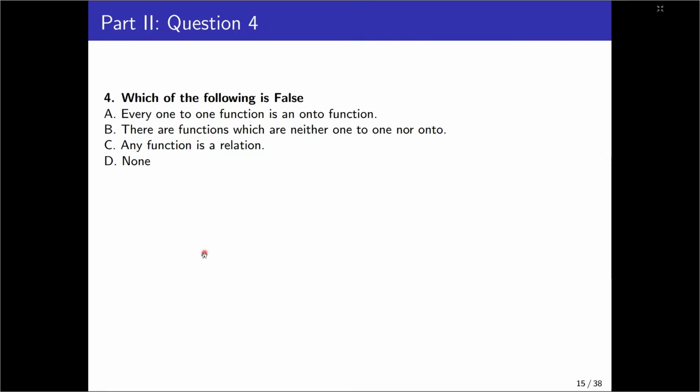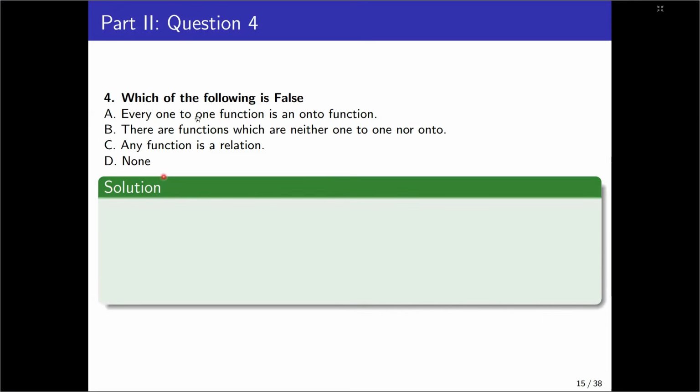Question number 4. Which of the following is false? A, every one-to-one function is an onto function. B, there are functions which are neither one-to-one nor onto. C, any function is a relation. D, none. So let us see this one. A is false because being one-to-one, or simply injective, doesn't imply surjectivity, or simply onto.